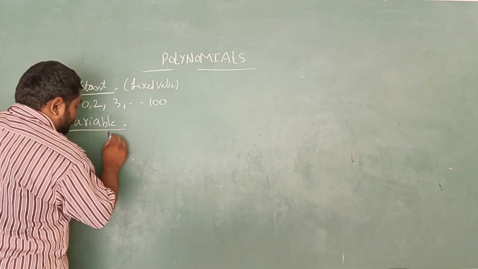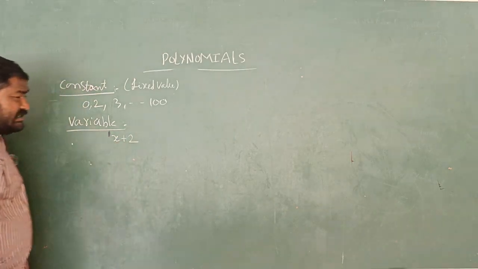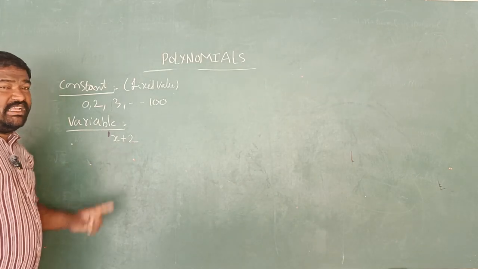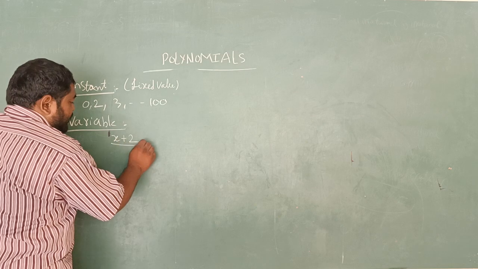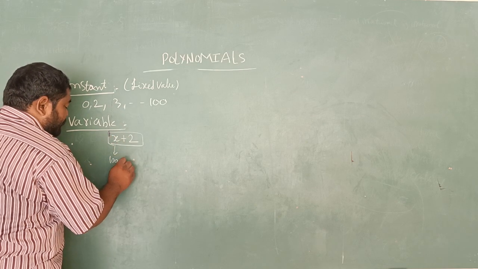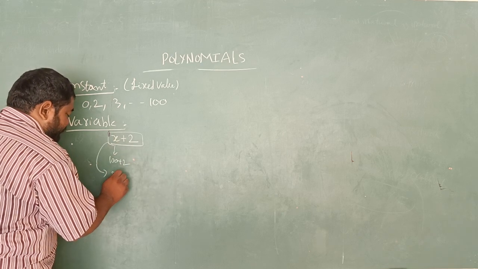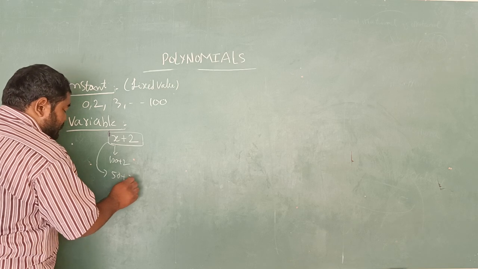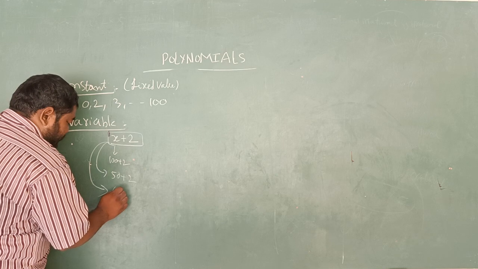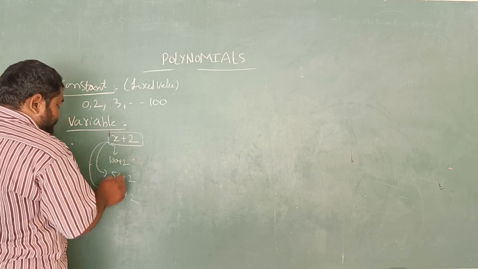For example, x plus 2 is our class strength. On this day, x plus 2 is our class strength. In the place of x, I am going to write 100. What is our class strength? 100 plus 2, 102. On the other day, in the place of x, I am going to write 50. What is our class strength? 50 plus 2, 52. On the third day, the class strength is 62. This can be written as 60 plus 2. Here, x takes the value 60.